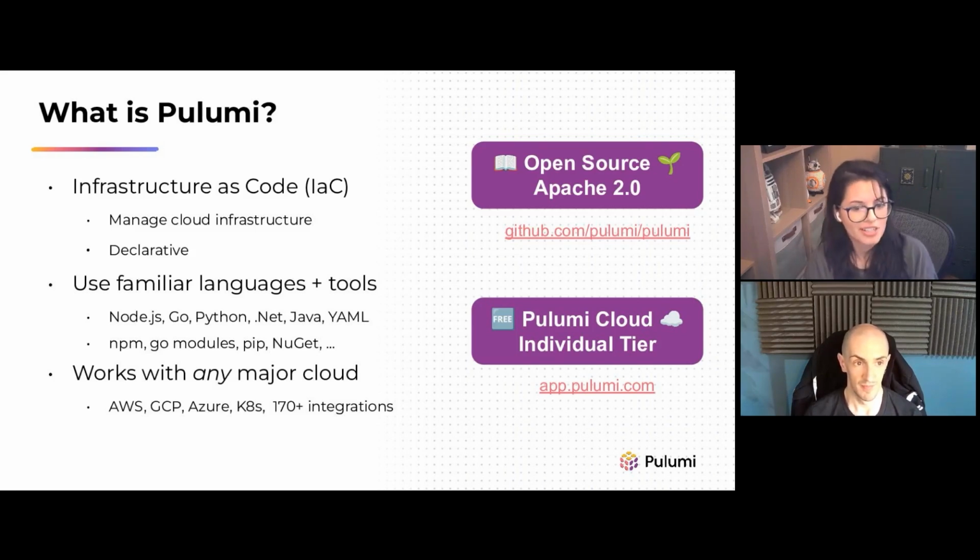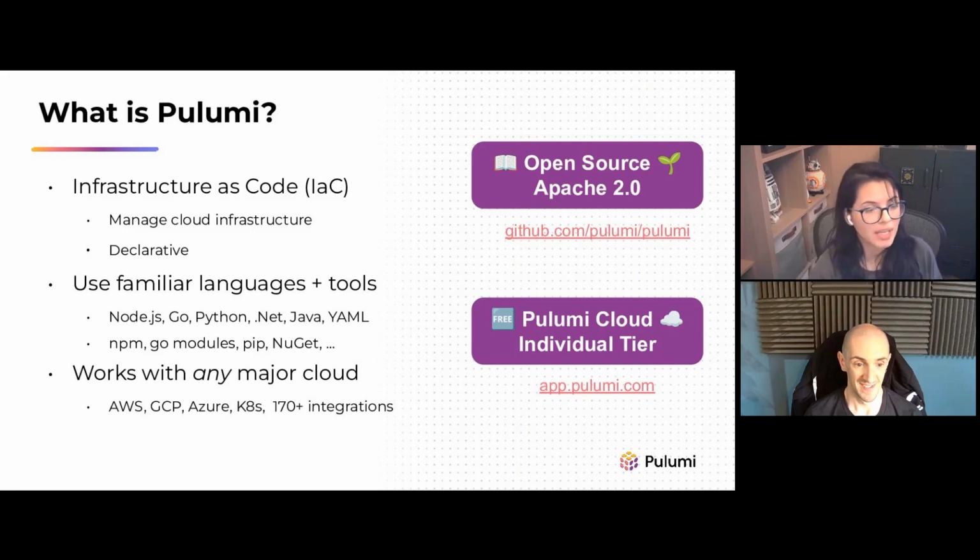Two of my favorite things about Pulumi: number one, open source. We use an Apache 2.0 license. And the second one is we have a Pulumi Cloud free tier. It is free forever. You can have your pet projects in there. It is what I do.